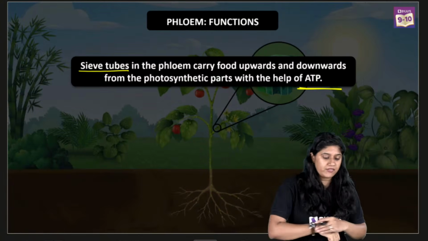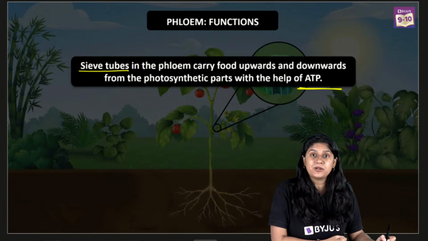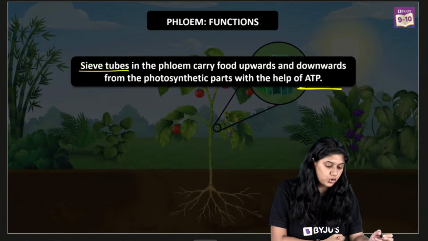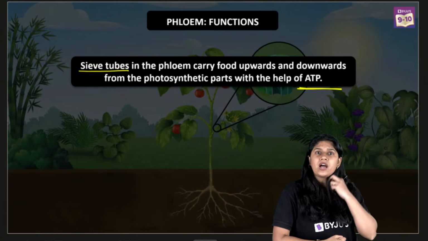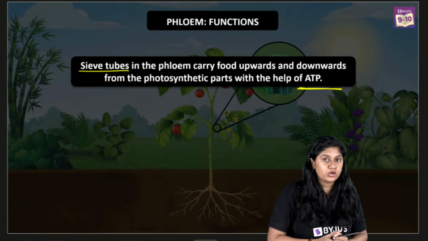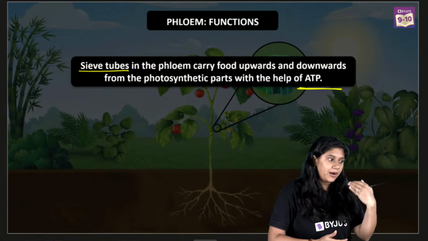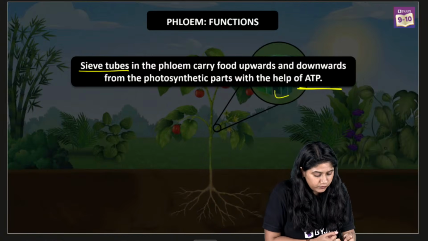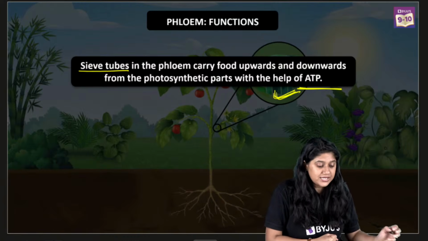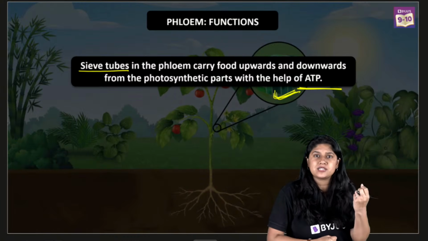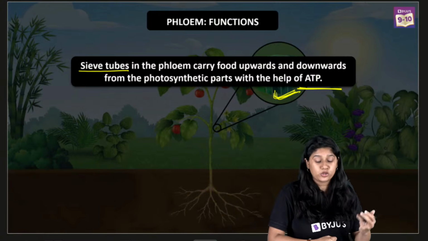Okay, let's move ahead. So we're talking about the phloem, right? We know that the sieve tubes and the companion cells are there. They are the ones that will be carrying the food molecules. But the way they carry will be utilizing ATP energy, the ATP molecule for their energy.